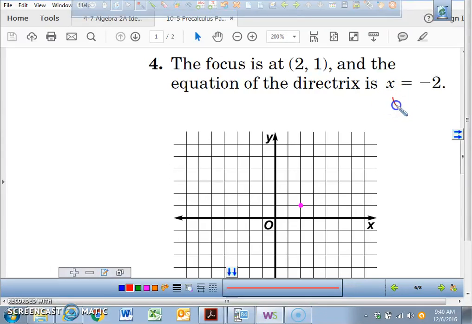Now, x equals -2 is a vertical line. So make sure you draw a vertical line right here where x is equal to -2. And I want you guys to label this on your paper, the directrix. Now, the distance between the directrix and the focus, I'm going to label this, the only focus I have, right there.